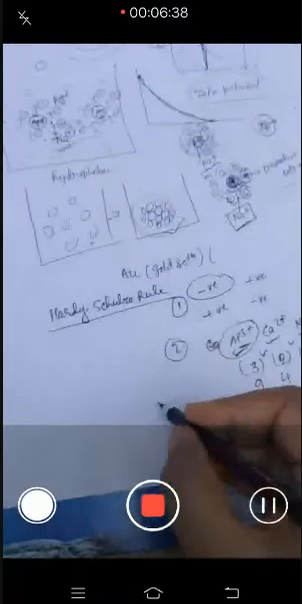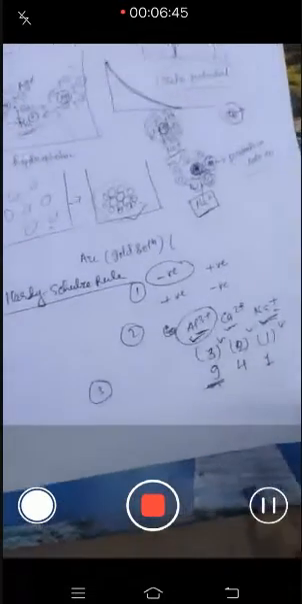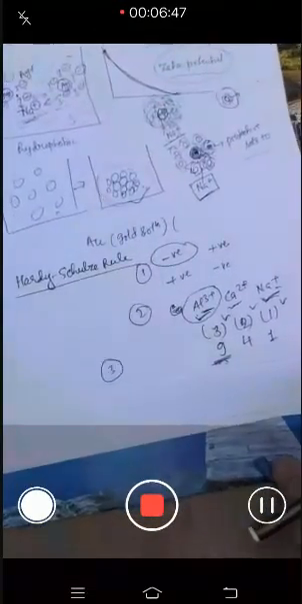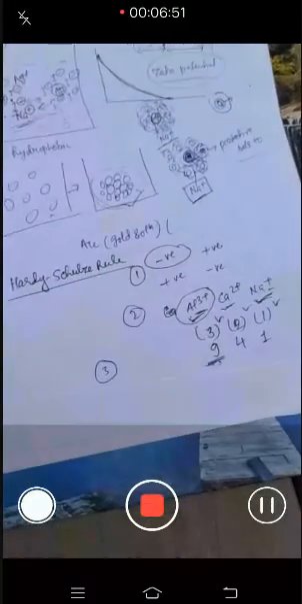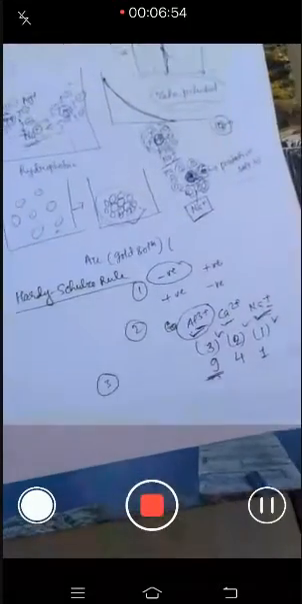So this is the second point. And the third point is the minimum amount of the electrolyte for coagulation is called flocculation value, and it depends on the nature of the electrolyte and its valency.